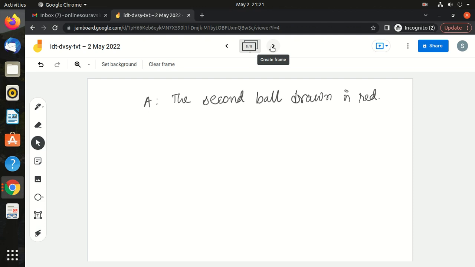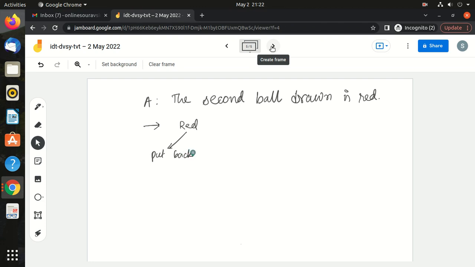Oh, so what I said is that suppose the second ball drawn is red. It is fully dependent on what happened in the first draw. In the first draw, suppose the ball was red. If it was red, it was just put back.